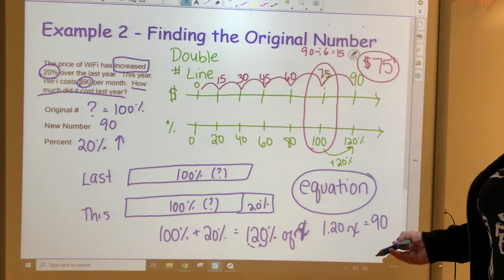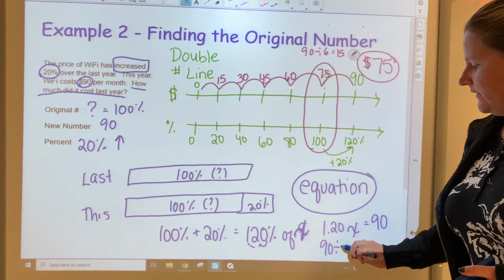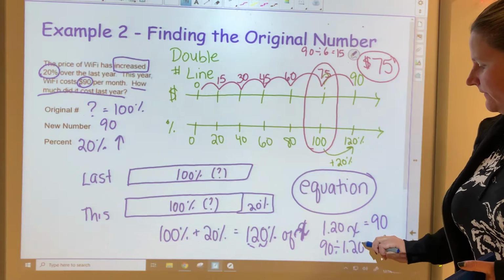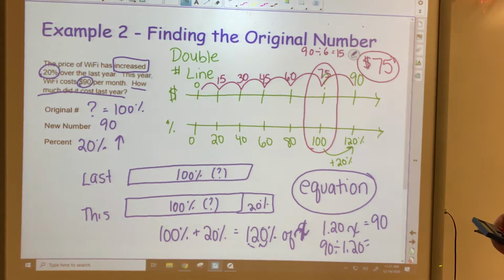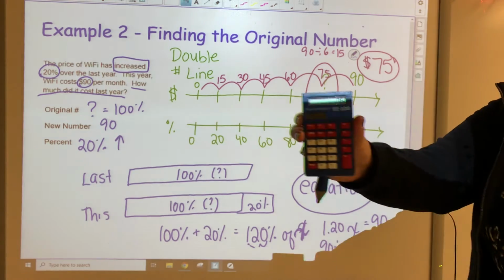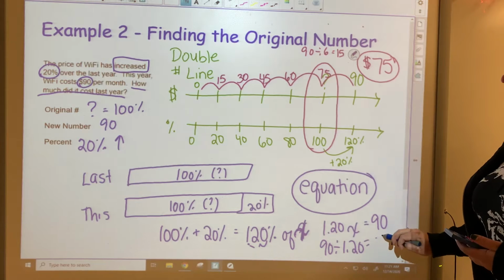And to undo multiply, we divide. So we would do 90 divided by 1.20 equals my x. So I'm going to do 90 divided by 1.2. And you can see, I don't know if you can see the calculator on there, I get 75.